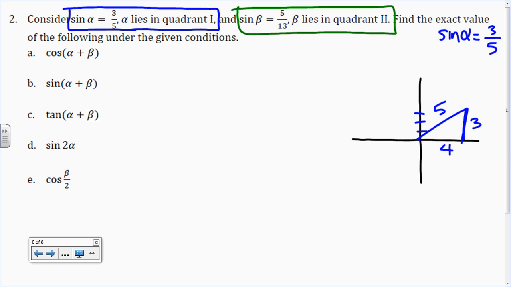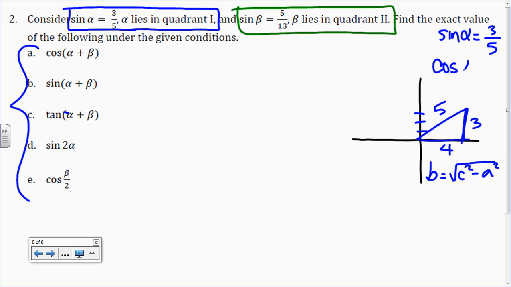If you were looking for a side, it will be the square root of c squared minus a squared. Okay? Then we need to find the cosine, because if you remember, for all of these formulas, we're going to need cosine. So we need cosine, and that will equal adjacent, so 4 over hypotenuse, 5. Will both be positive? Yes. Quadrant 1, both are positive.